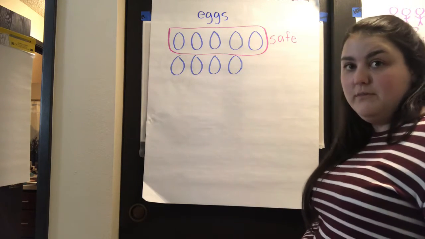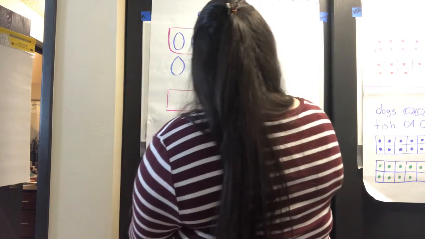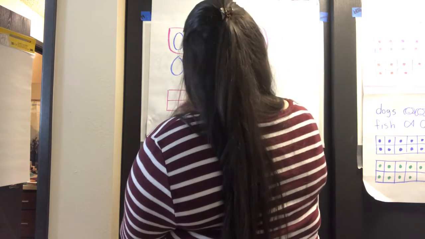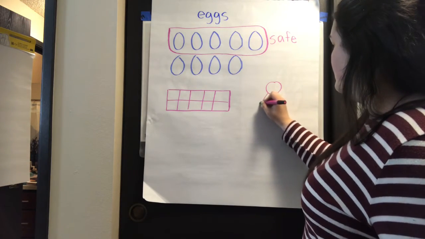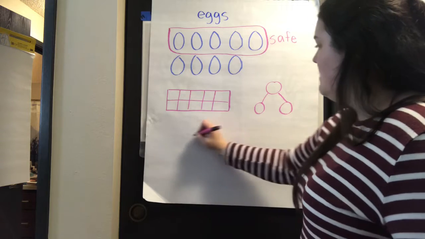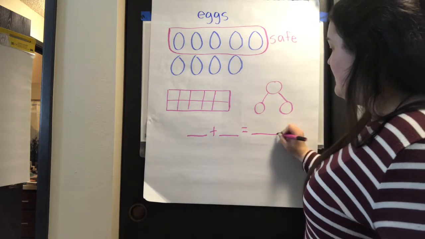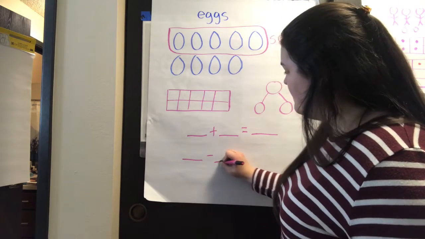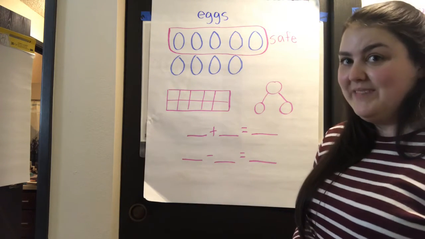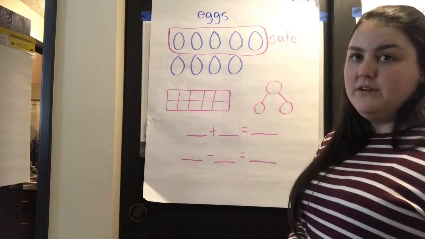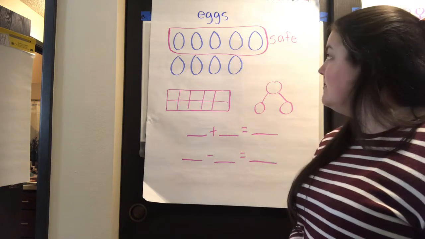I'm going to give you a few minutes, and I would like you to draw your answer in a 10 frame, in a number bond, and in these two equations. This one says minus, so this one's a little tricky, but I want you to try figuring it out on your own, and then I'm going to come back in 5 minutes and I will help you solve it.